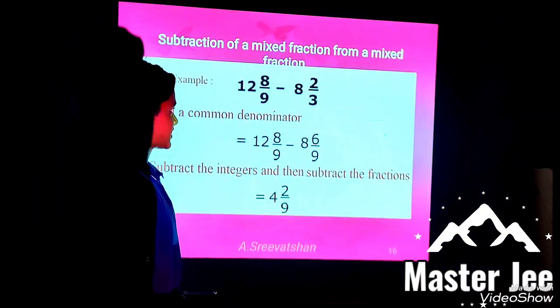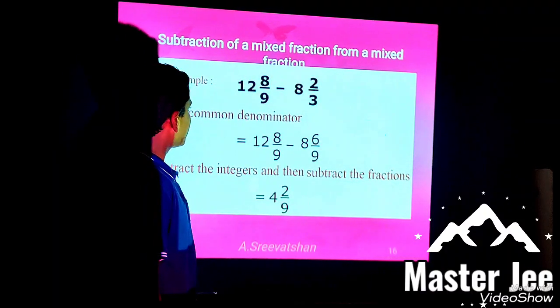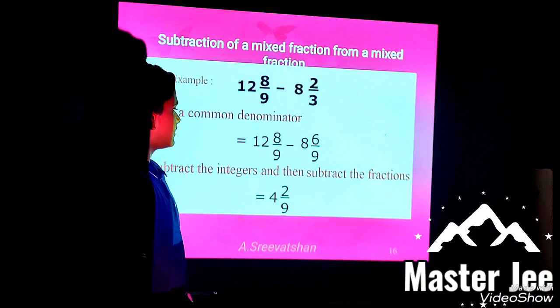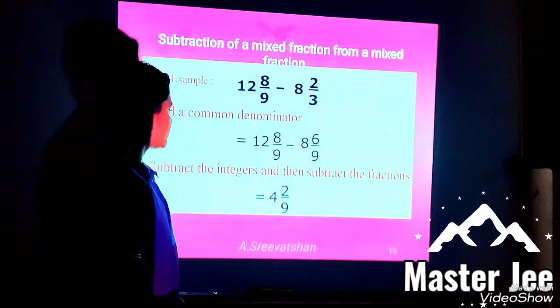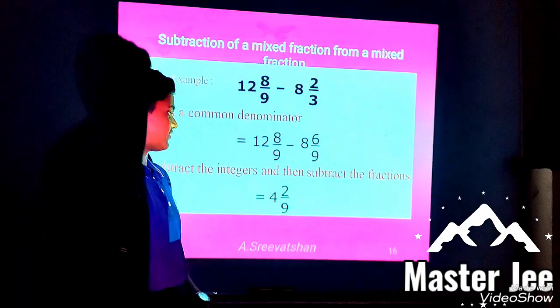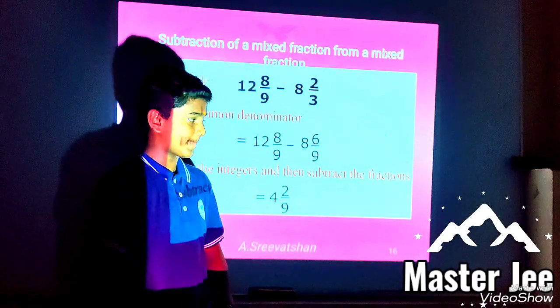Subtraction of a mixed fraction from a mixed fraction. Example, 12 8 by 9 minus 8 2 by 3. Find the common denominator: 12 8 by 9 minus 8 6 by 9. Subtract the integers and then subtract the fraction. This is equal to 4 2 by 9.